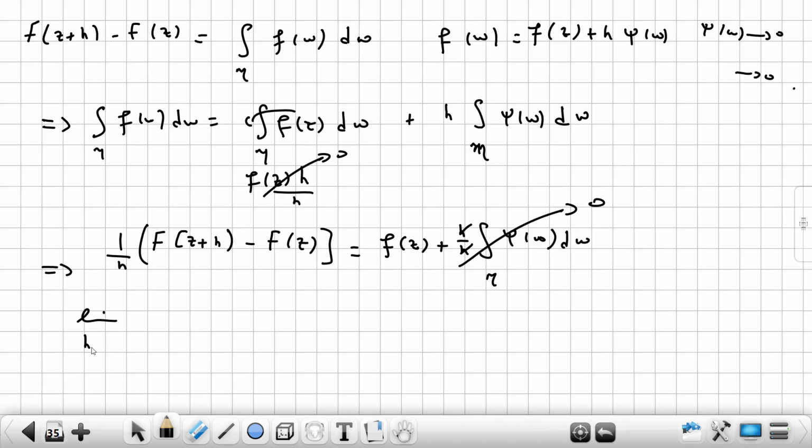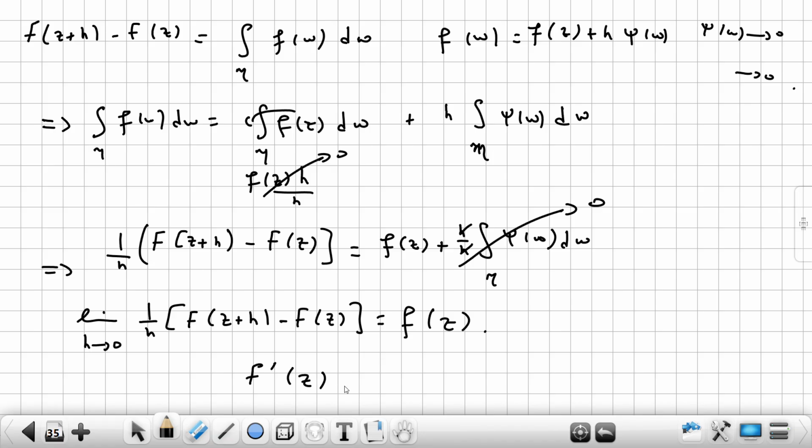And you find that the limit as h approaches 0 of 1 over h times F of z plus h minus F of z is equal to small f at z. And we conclude that capital F is differentiable in the complex sense, holomorphic, with F prime z equal to f of z, and the function capital F defined previously is the primitive of the holomorphic function f we have in the theorem, and we are done.